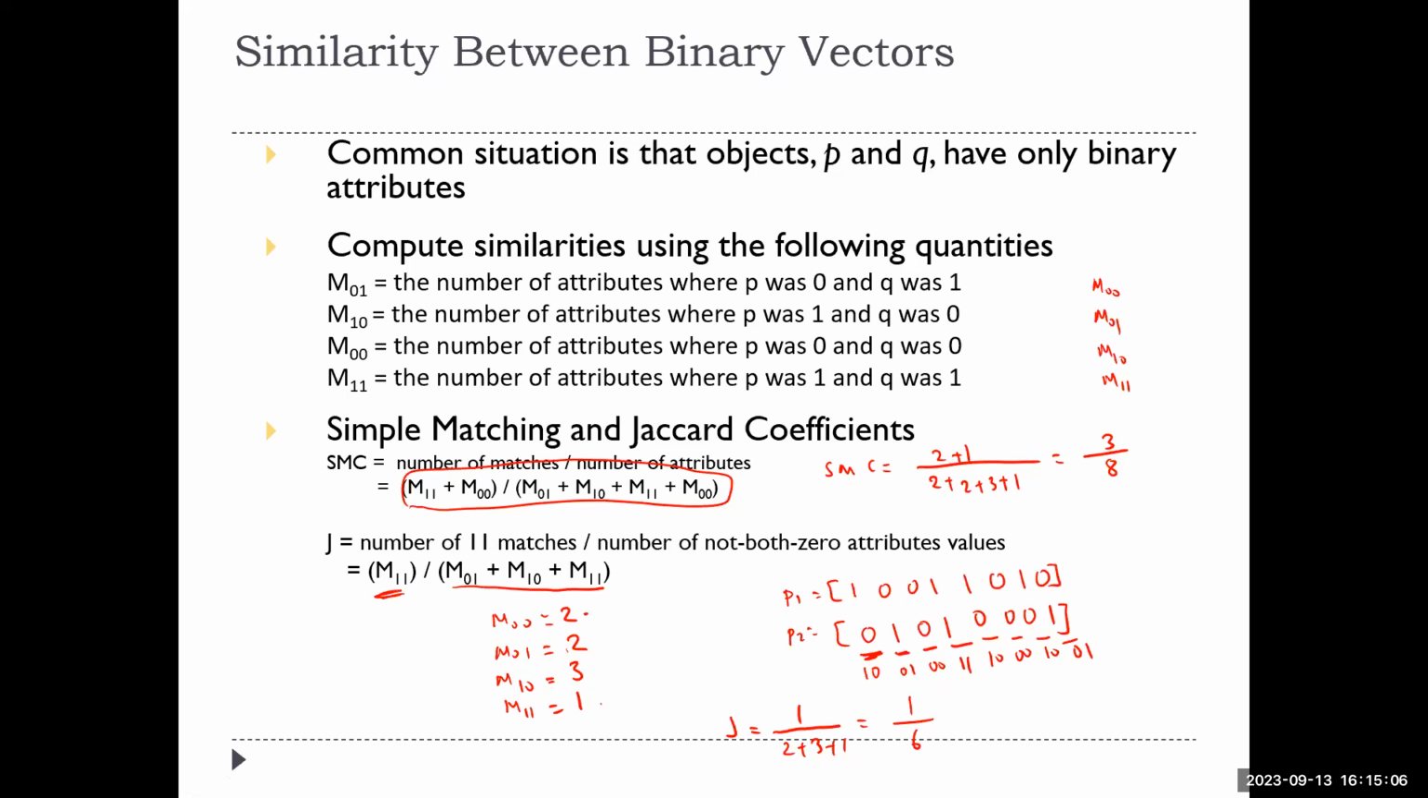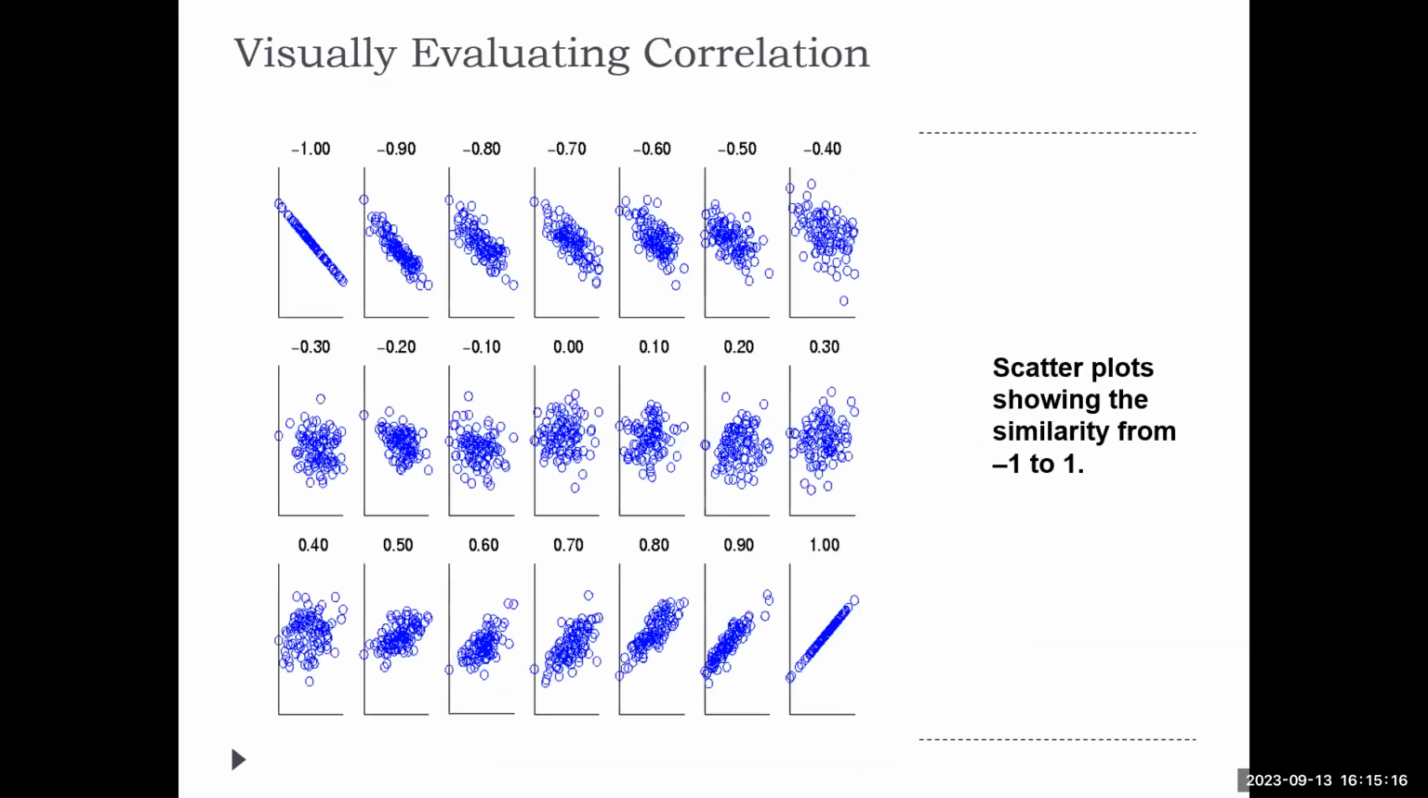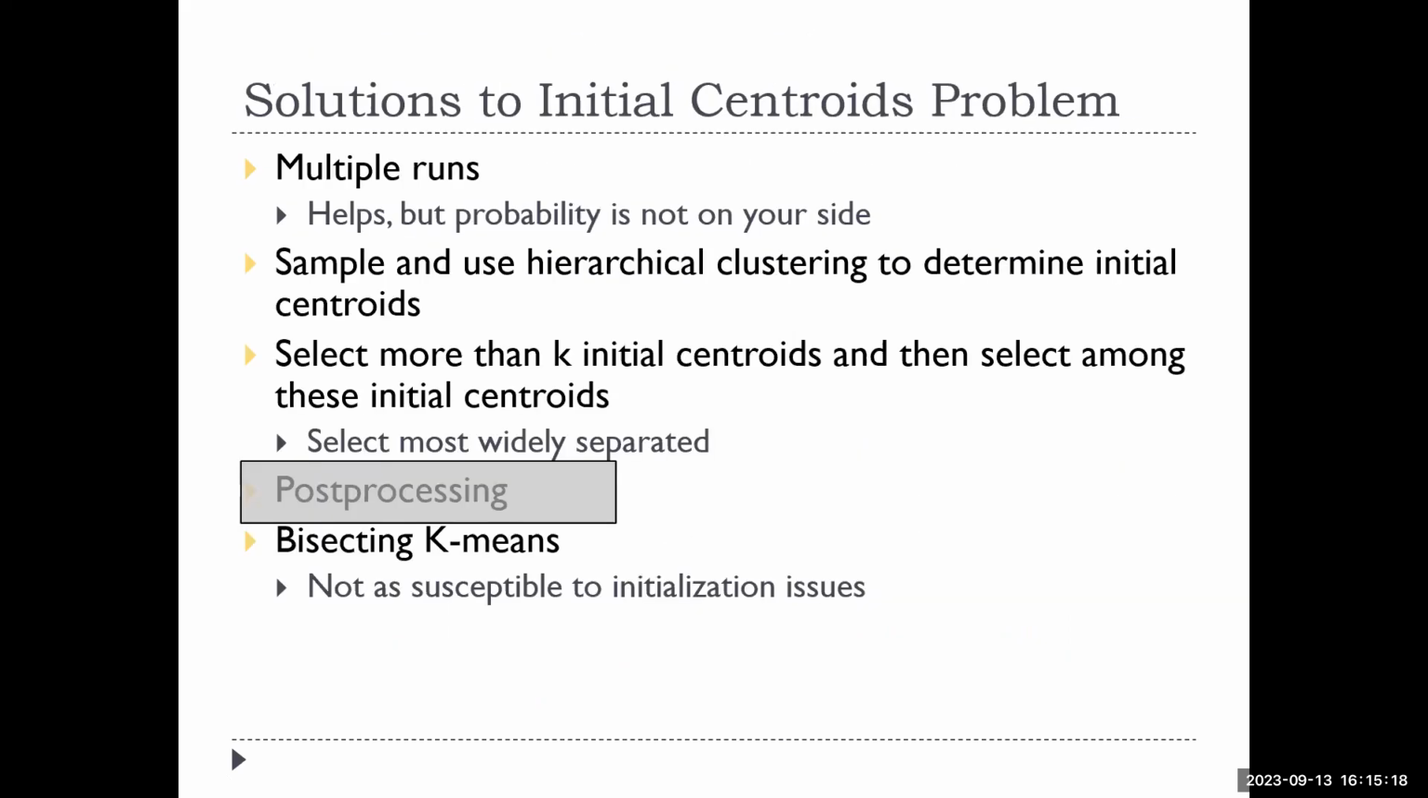Another question? Okay, so we are going back to K-means. So this was a problem. When you run K-means, you may not get perfect results all the time. So how do you solve that problem?